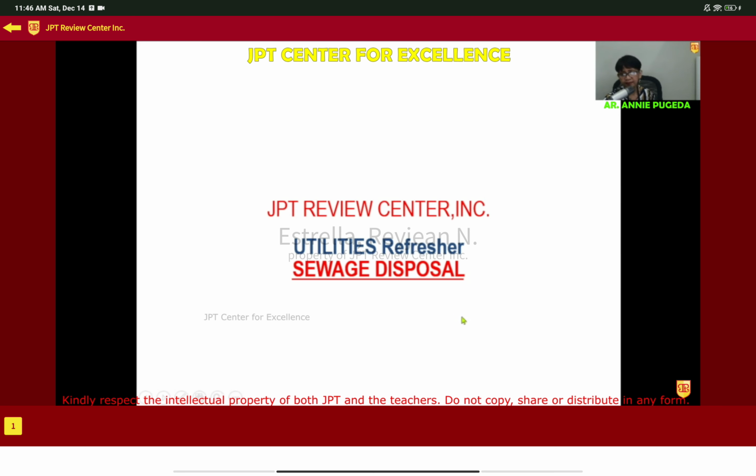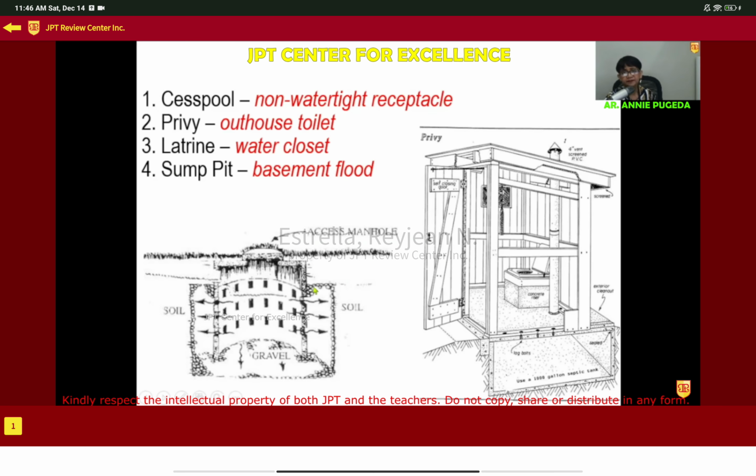Mga konti-konti lang pala mga ito na. Sige. Okay, good to go? Sewage disposal. Next. Meron kayong 4 na words diyan. Cesspool, privy, latrine, sump pit. Ang binigyan ko ng pansin yung mga keywords nila. Kasi lagi naman pinagsasabong yung cesspool at septic tank. Pag cesspool na naman ng water type, kita nyo, hindi siya water type kasi nagkakaroon siya ng seepage lateral and seepage downward. Pagka septic tank, water type yun.